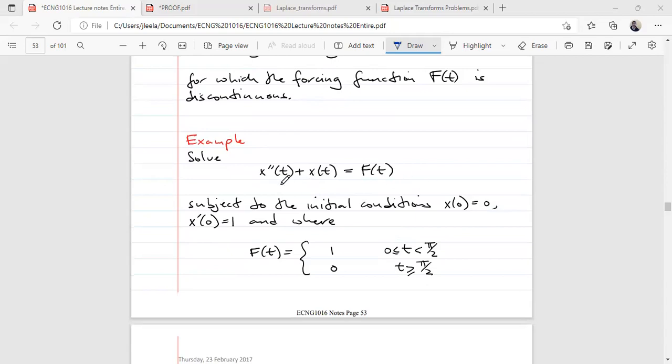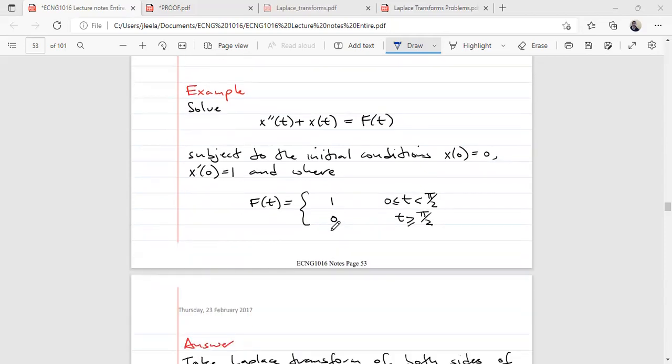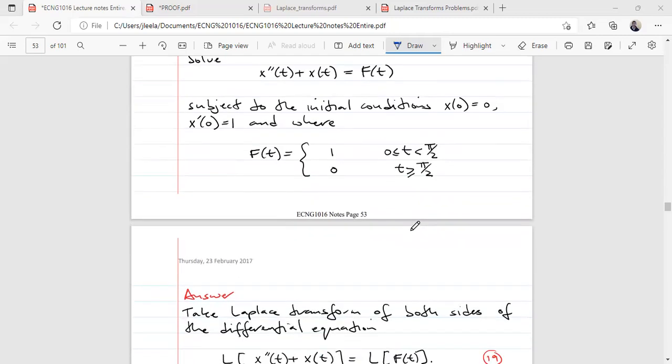So we have an example here of a second order differential equation. x double prime t plus x t is equal to f of t. And we have, subject to the initial conditions, x naught is 0 and x prime naught is 1. And f of t is piecewise defined. f of t is 1 between 0 and pi over 2, and it's 0 when t is greater or equal to pi over 2.